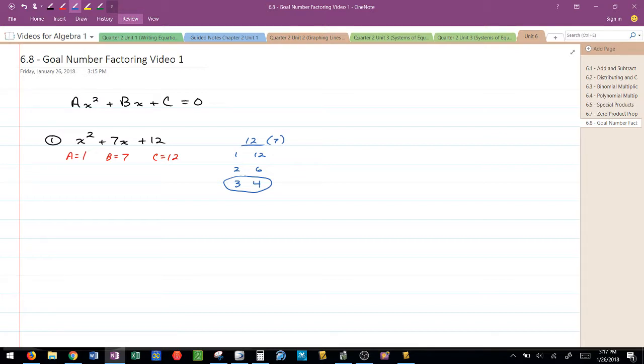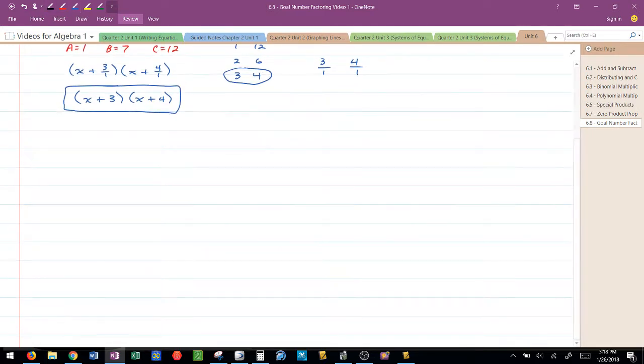I take that combination, 3 and 4, and divide them both by the leading coefficient, 1, or a. I then bring this into factored form: x plus 3 over 1, x plus 4 over 1. I simplify the fractions that I have. That leaves me with x plus 3 times x plus 4. This is the factorization of x squared plus 7x plus 12.